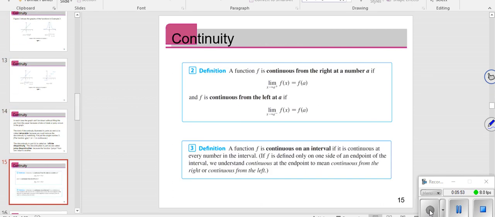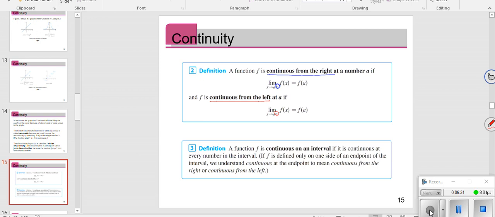One more. Okay. So here's some more definitions. A function f is continuous from the right at a number a if the limit as x approaches a from the right, again, I want to point out that plus sign, of f of x equals f of a, and it's continuous from the left. So continuous from the right, and again, that's that plus sign, if the limit equals the value of the function at that point, and it's continuous from the left, again, notice the minus here, if the limit from the left equals the value of the function at that point.